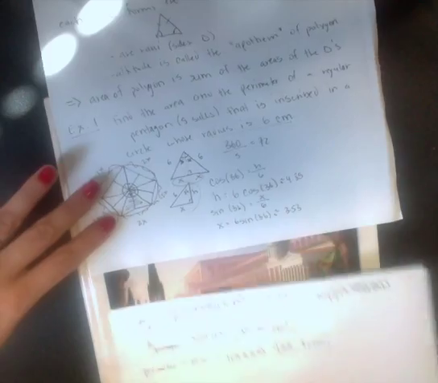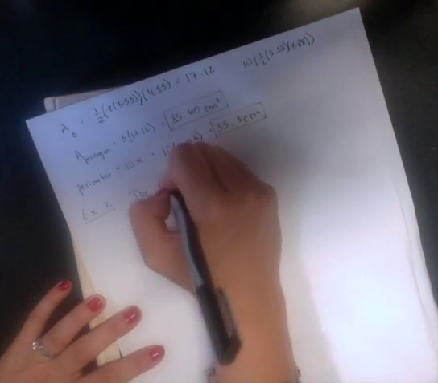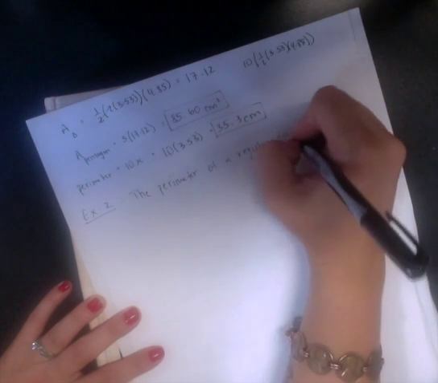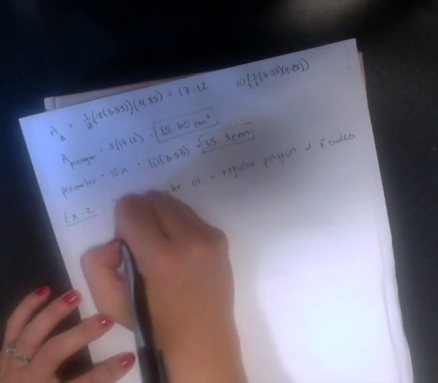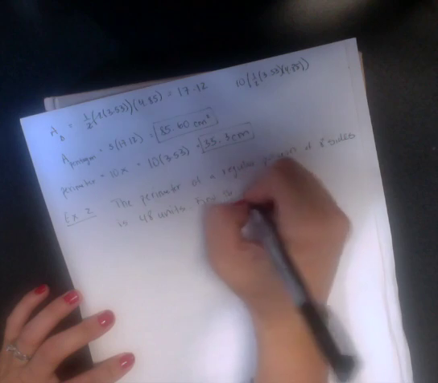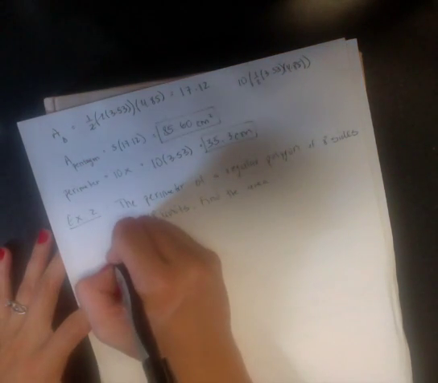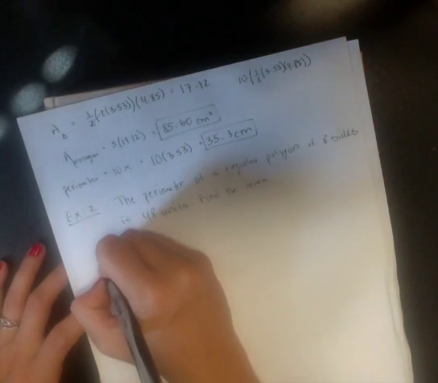I'm going to move on and do another example. If you need to pause the video, please do so. Example 2, the perimeter of a regular polygon of 8 sides is 48 units. Find the area. Okay. Now, we can attempt to draw this. Let's see if I can do it.